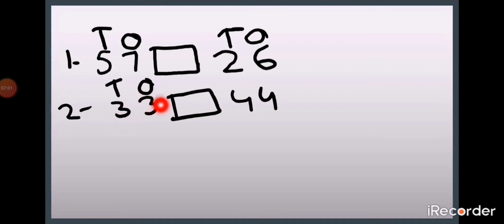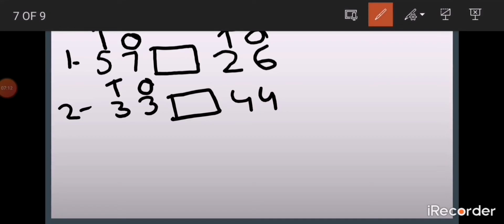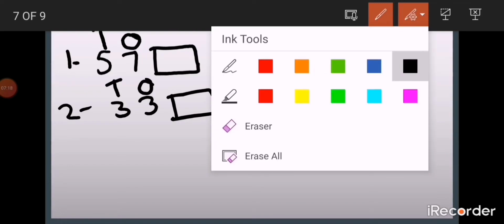This number 33 has 3 ones and 3 tens. Now look at the next number, 44. Now again put the values first. On the right side digit 4, put O for ones. The next digit is again 4, put T for tens on the next digit.